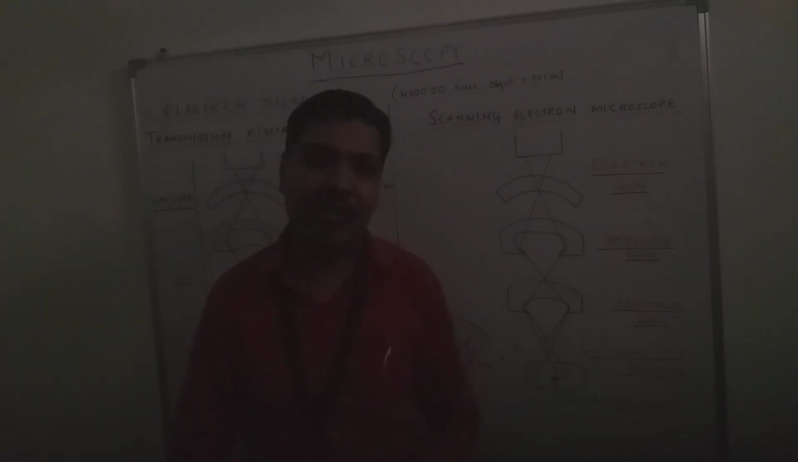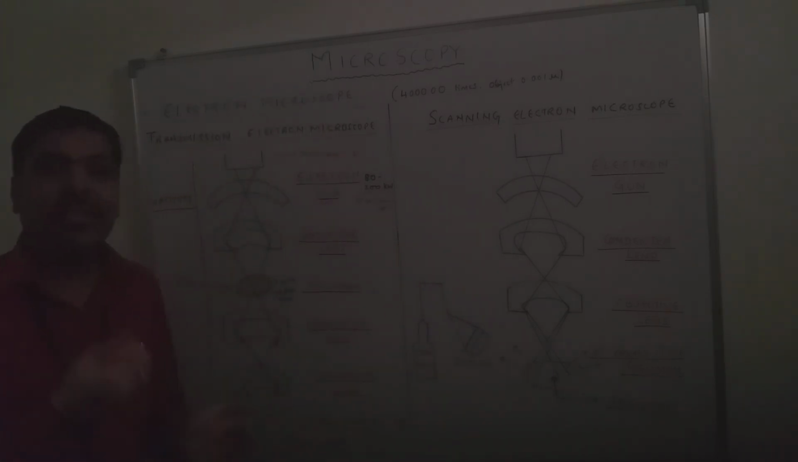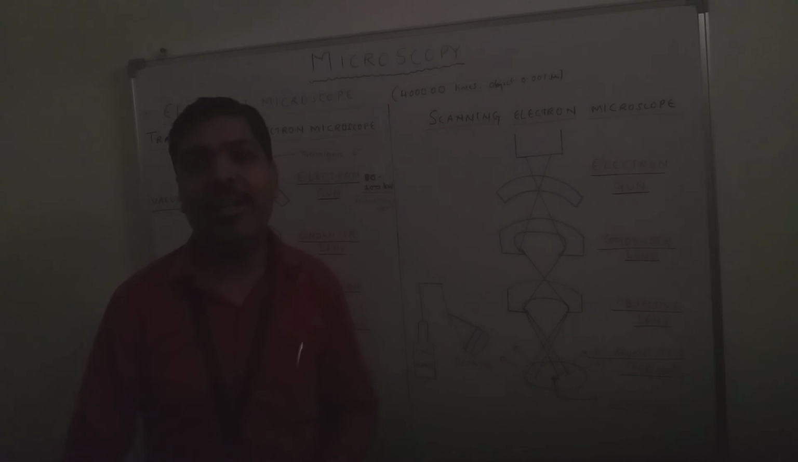So in transmission electron microscopy, the electrons which are transmitted are responsible for the formation of the image, whereas in scanning electron microscopy, the secondary electrons reflected from the object are responsible for the formation of the image.